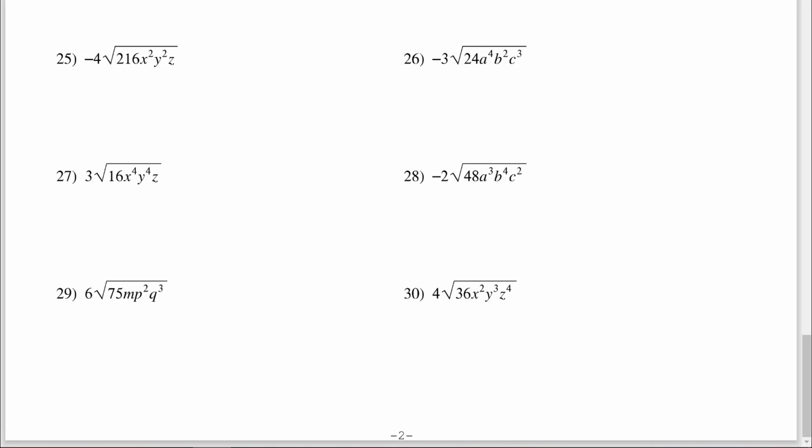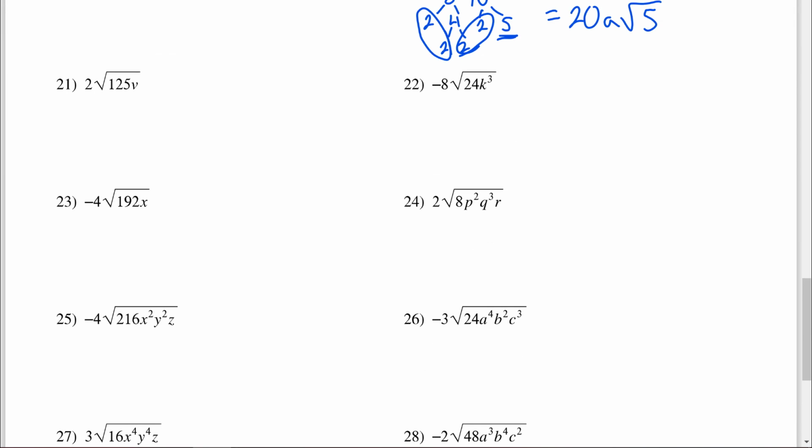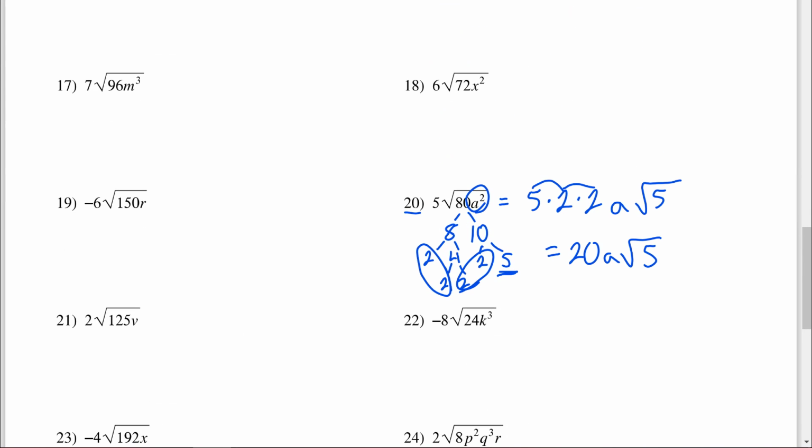And I think that covers all the different problems. So what I'd like you guys to do is you're going to do the odds on this worksheet. And you can write them on a separate piece of paper. You do not need to print this out.